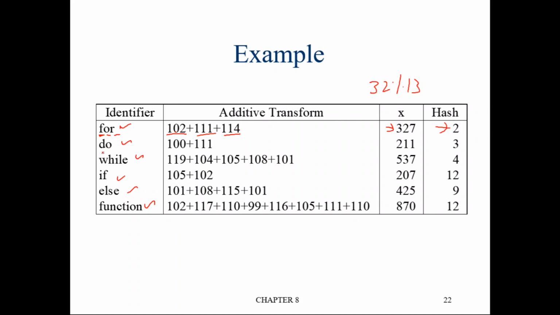Okay. Similarly for do, which is some loop, the do while loop, right? The ASCII value of D is 100 and the ASCII value of O is 111. If you add them, what you get is 211. So 211 mod 13 is 3, right? So on and so forth, like that we are doing this.